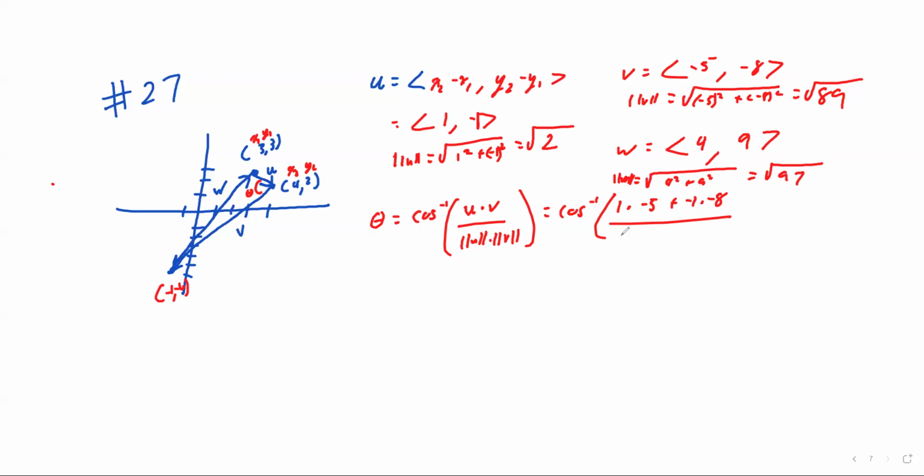All right, so there's all the information you need for the rest of the work. Now we do the square root of 2 times the square root of 89. So in this case, I get cosine inverse of -5 plus 8. That'd give you 3 over the square root of 2 times 89, which is 178. And then we can figure out what that answer is. So we'll go back to our calculators. We get 3 over the square root of 178. That comes out to be about 77.0. So I'm just going to keep it at 77.